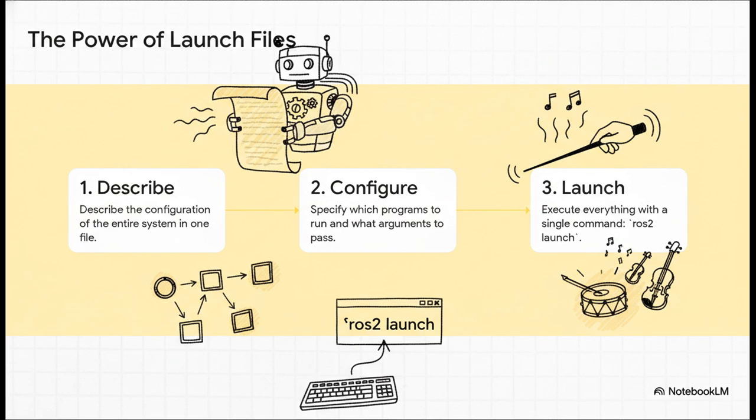A launch file is basically the script for the entire performance. In one single file, usually written in Python, you describe the whole robot's software system. You say which nodes to run, what settings they need, and then you type one simple command, ros2 launch, and boom, the entire orchestra starts playing perfectly in sync.